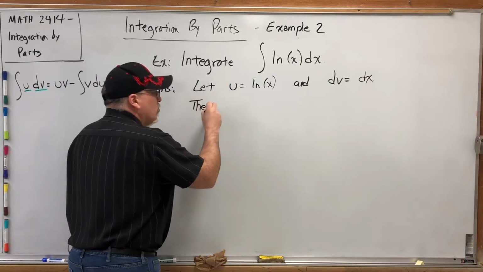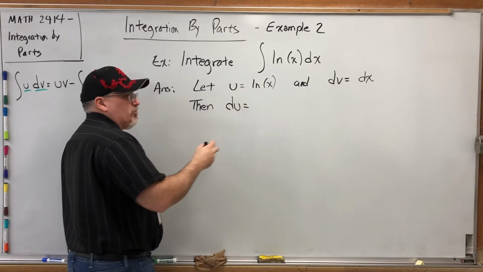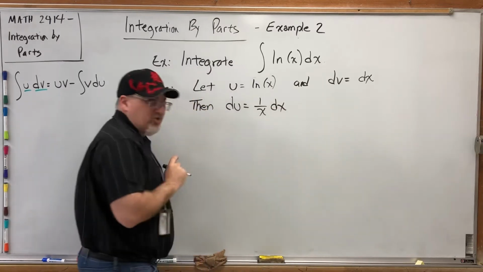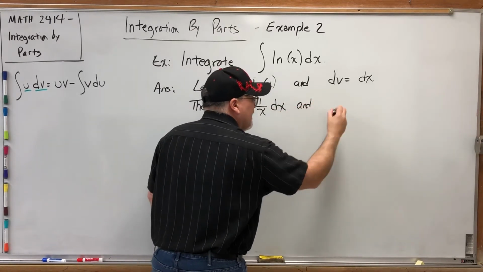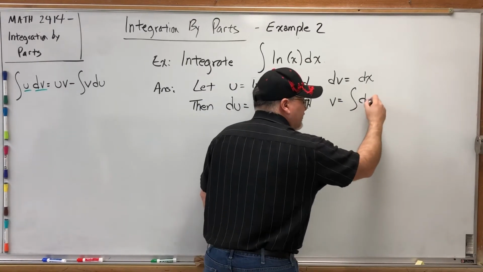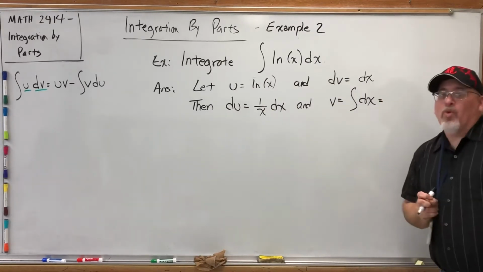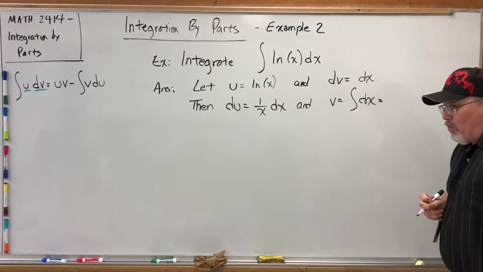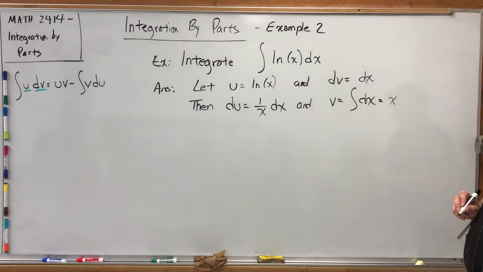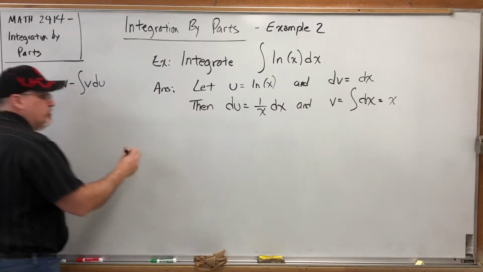If we let u equal the natural log of x, then du is equal to the derivative of natural log of x, which is 1 over x, times dx. That wasn't too bad. And v is just the integral of whatever dv equals, but the integral of dx, remember, that's like integrating the number 1. What do you take the derivative of to get 1? x. And now we have all the pieces necessary to rearrange the original integral into this difference.